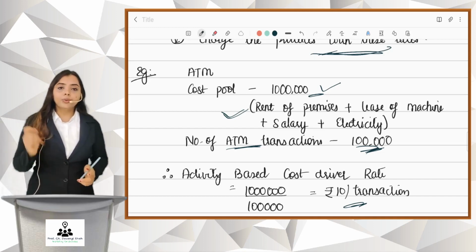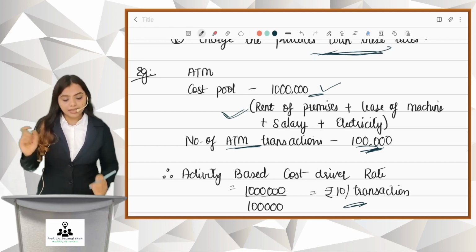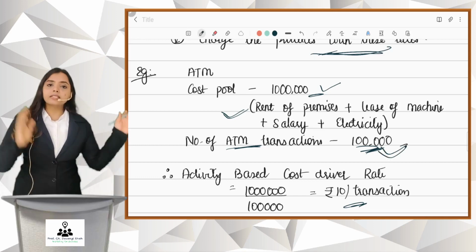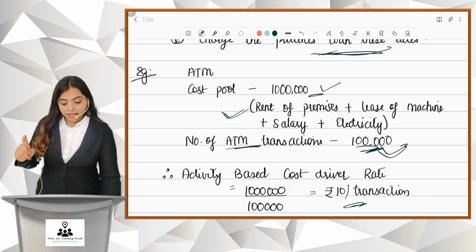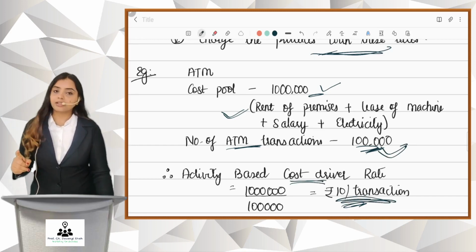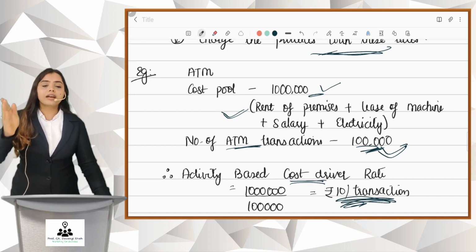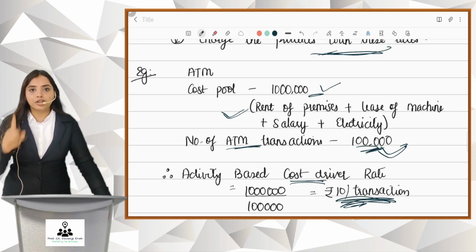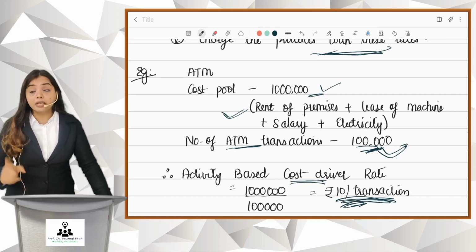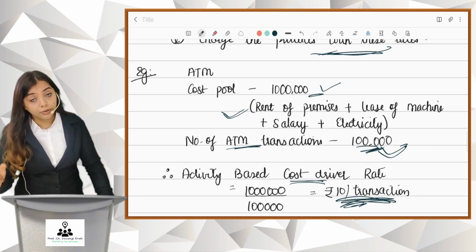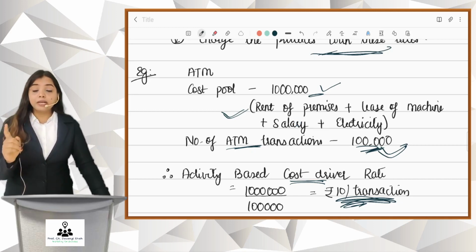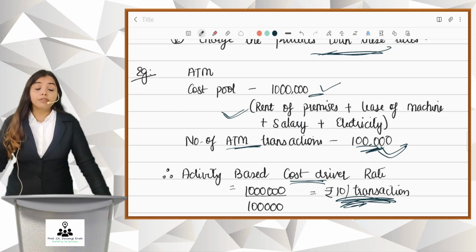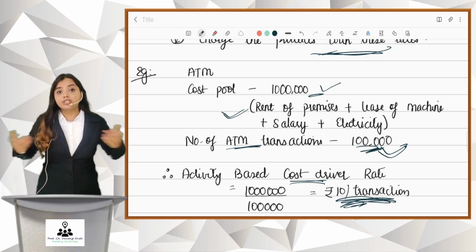So, we computed the number of ATM transactions, it came to 1 lakh. So, 10 lakhs is the total cost, and there are 1 lakh ATM transactions. So, we get the activity-based cost driver rate as 10 per transaction. So, now, for every customer who does one transaction, we will charge 10 rupees. It's not compulsory that for every customer, we will charge 10 rupees only. No. For one transaction, we will charge 10. If the customer does more transactions, we will charge more. If the customer does not do any transaction, we will not charge.